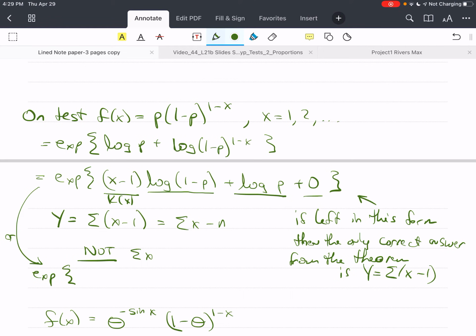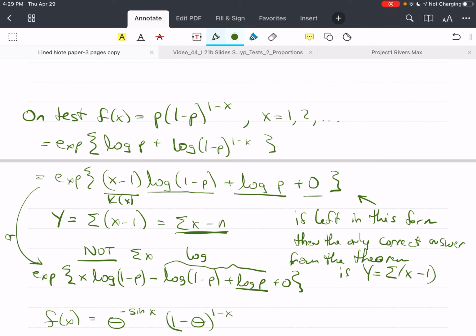continued like I did, because I don't want to use this as my sufficient statistic. That's going to be awkward to plug into things. So I could expand and say the x minus 1, I could distribute. So log of 1 minus p, minus log of 1 minus p plus log p plus 0. And then I could group this together if I wanted to as log of, I've got p over 1 minus p. So I could do that. And then the sufficient statistic is the sum of xi.